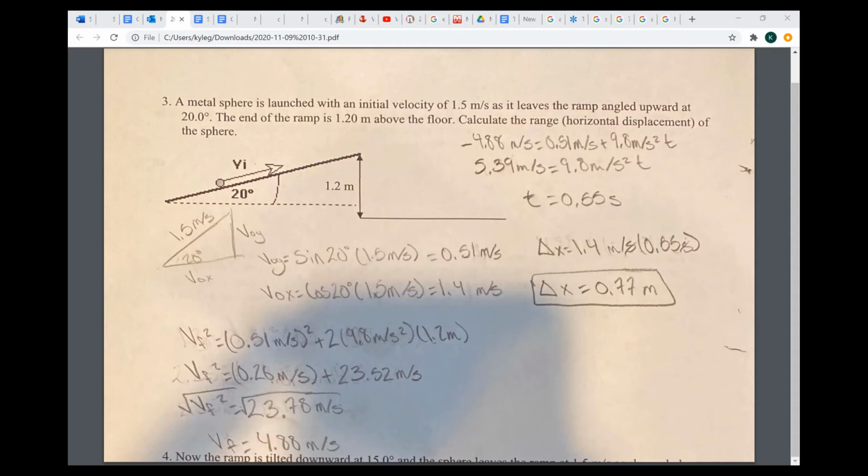And then from there, because now we have the time of how long it took to fall to the ground, we use velocity times time of x to get 0.77 meters.